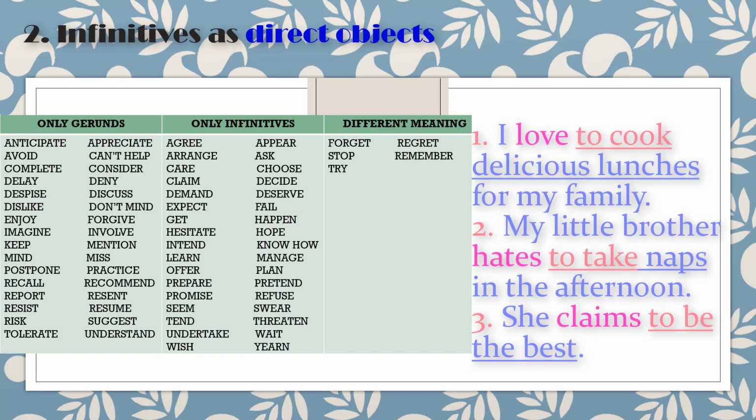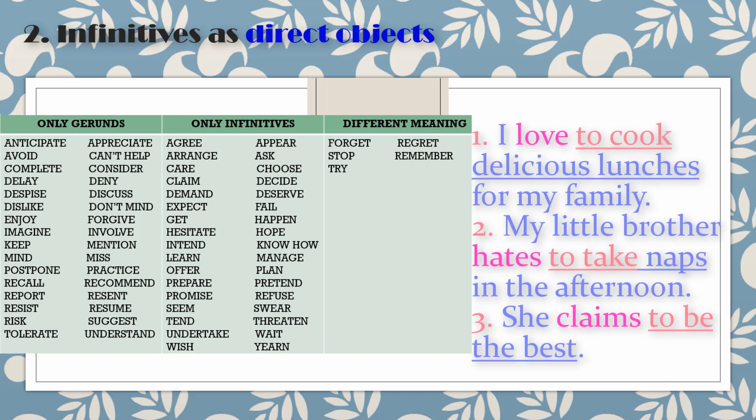Examples number 1 and 2 are like the other option for the examples that were in gerunds as direct objects. It was I love cooking delicious lunches. Well, here in the infinitives, I love to cook delicious lunches for my family. My little brother hates to take naps in the afternoon.